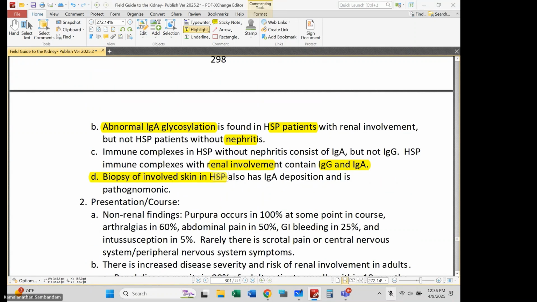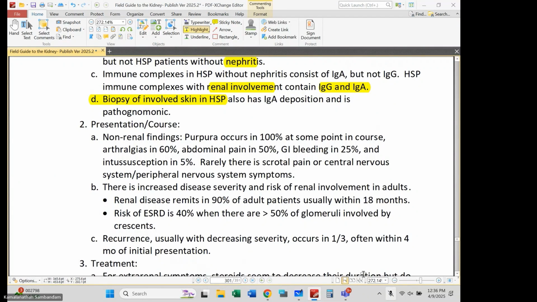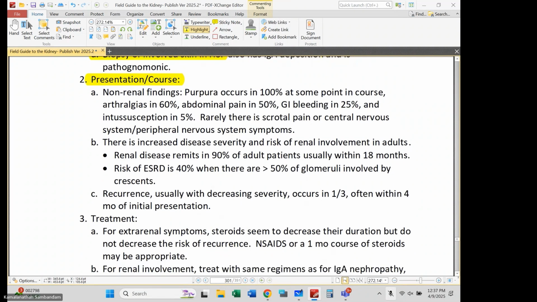Okay, and if you biopsy a patient who has this classic presentation of HSP, their skin, and you ask the dermatopathologist to perform immunofluorescence microscopy for immunoglobulins, you will also see IgA deposition there. You've got to ask for it because they don't do that as standard practice. Most of the time they just do light microscopy and see evidence of essentially just vasculitis of the skin. And you have to ask them to perform immunofluorescence microscopy and reveal IgA on that skin biopsy.